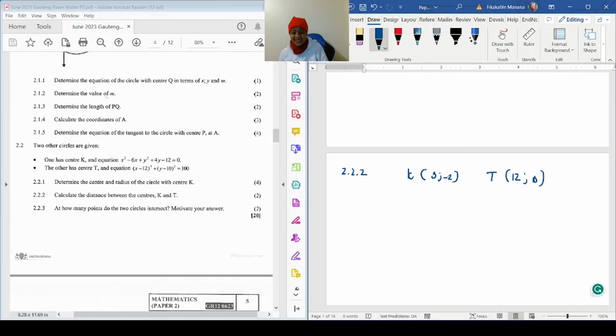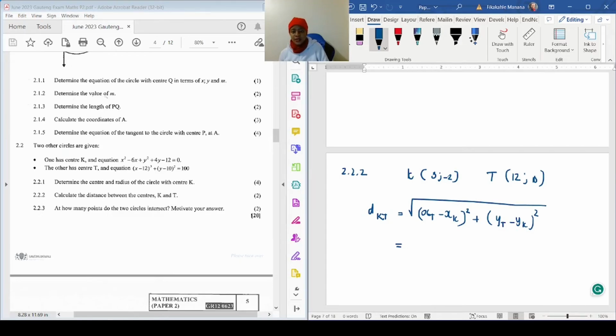It's only 2 marks, because you're going to take your equation, substitute, and get an answer. So substitution, first of all, and another mark is for the right answer. Okay, so x coordinate of T minus the x coordinate of K, and we're going to square it. Y coordinate of T minus y coordinate of K, and square it.